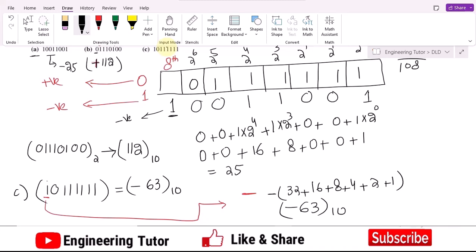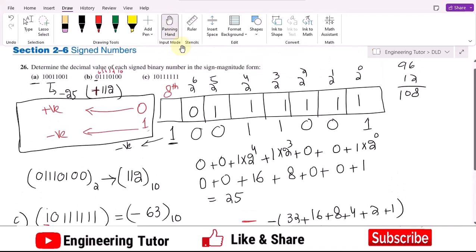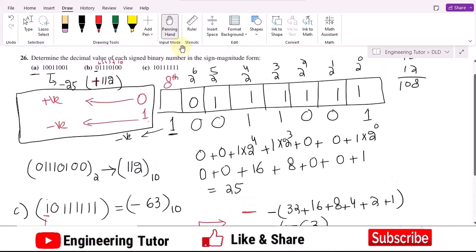So that is the procedure in which the crucial task is to find whether the number is negative or positive, and all of that depends upon the most significant bit, which can be either 0 or 1. So that's it for today, in which we have discussed the signed number conversion from binary to decimal. Thank you so much.